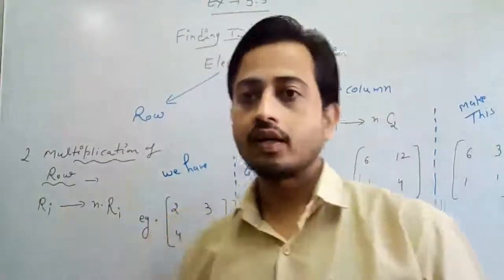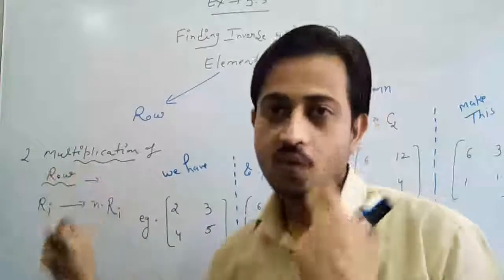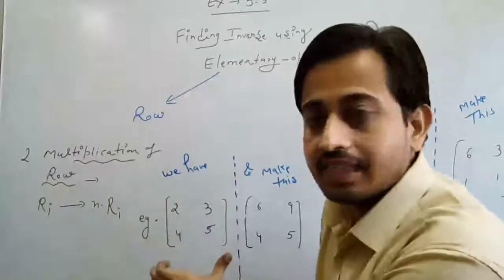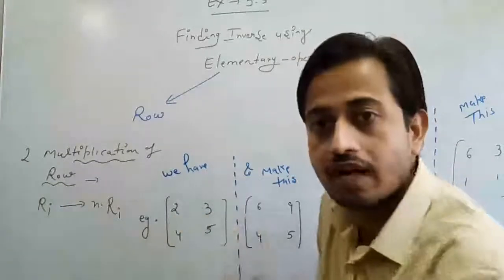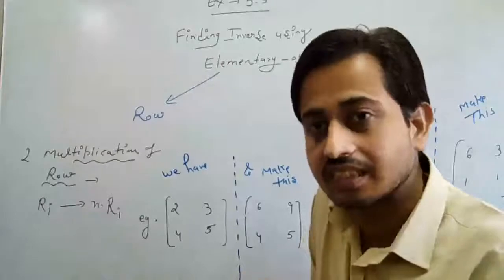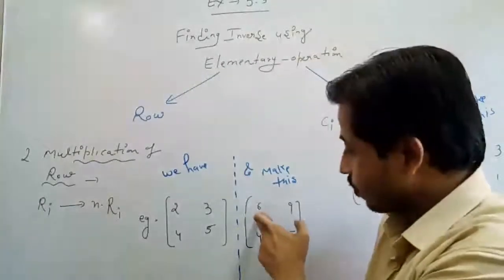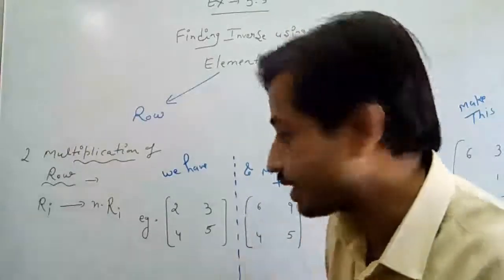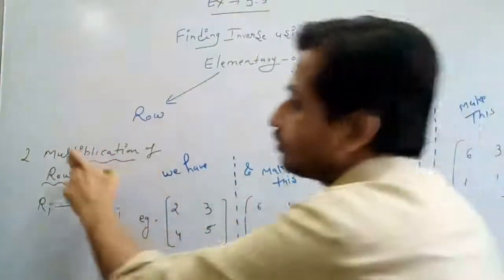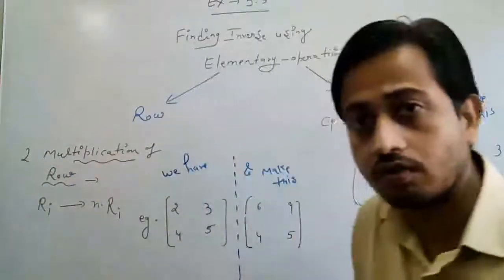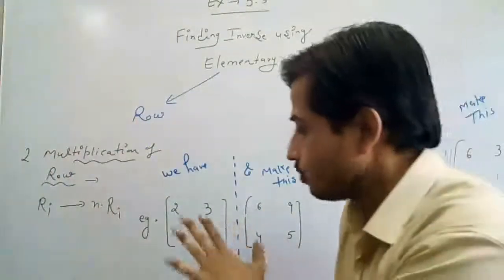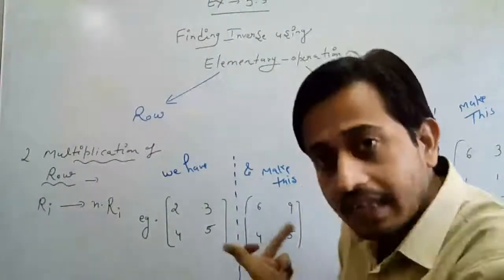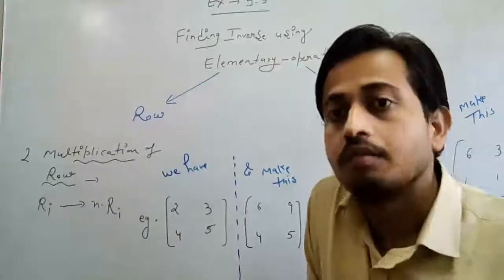Now our second elementary operation is multiplication of any row. For example, if I have a matrix of elements 2, 3, 4 and 5, and I have to change it to this form, 6, 9, 4 and 5, then how will we change it? Please take a look. We have to use multiplication. If we multiply any row with any number, is it possible to get the desired result?